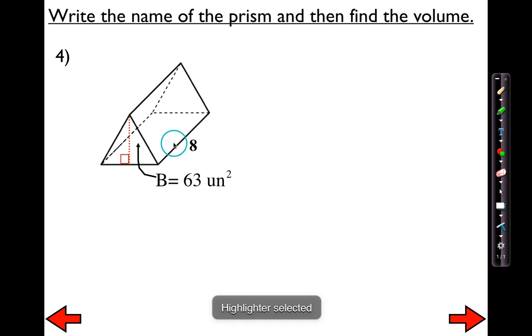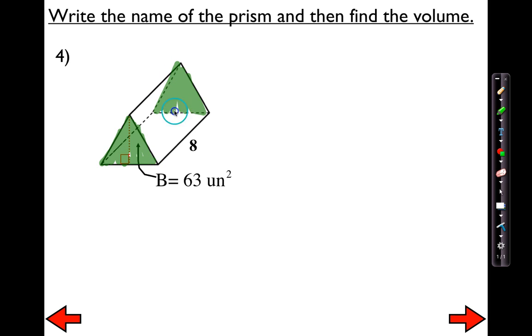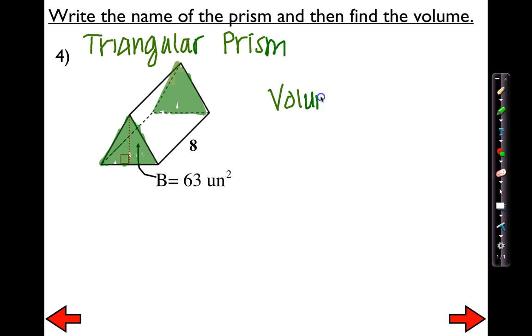Okay, number 4. So what do we do here? Well, first let's figure out what kind of prism this is. It is the shape of a, you guessed it, a triangle. So for that reason, this is called a triangular prism. So to find the volume, what we're going to do is find the area of the base, which is used by capital B, times the altitude, which is another word for height.